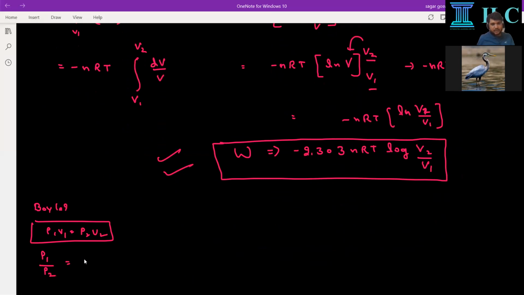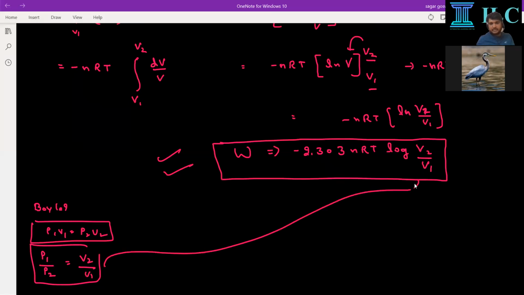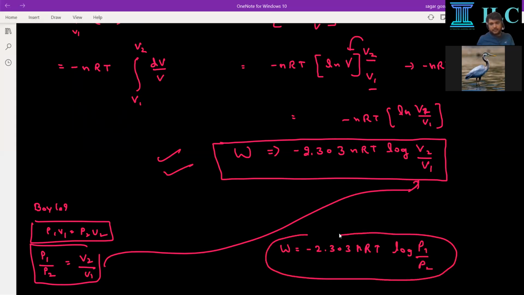P1 by P2 is equal to V2 by V1, right? So can I put this value here? This V2 by V1 automatically becomes P1 by P2, right? So you will get this formula in terms of pressure as well: nRT log P1 by P2. So now you have two formulas, this one and this one, right? This process is basically for the expansion, but whenever there is a compression, this value will automatically become positive.